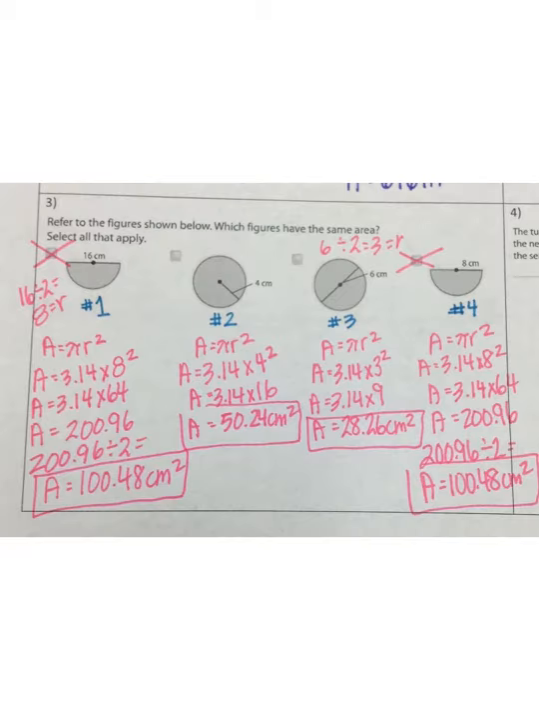Okay, so I went ahead and found the area of each of the figures, and then I made sure for figure 1 and figure 4, those were semicircles. So once I found the area, I had to divide them by 2. And so I got that figure 1 and figure 4 have the same area, but there are different areas for 2 and 3.